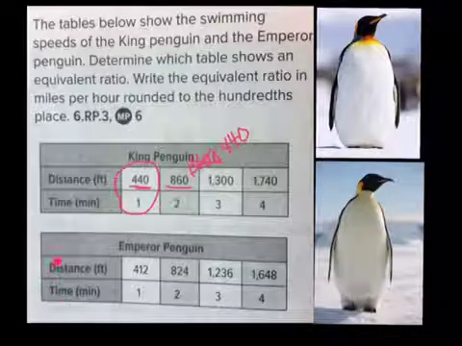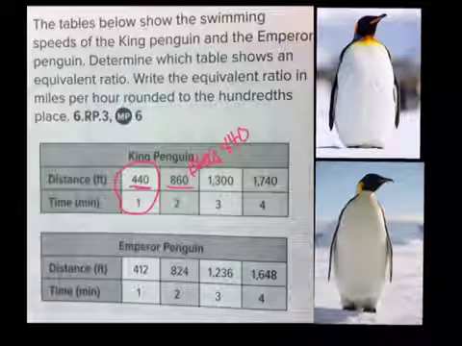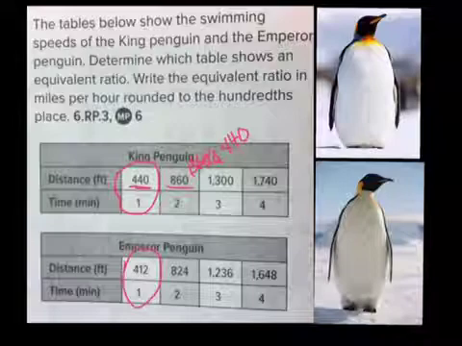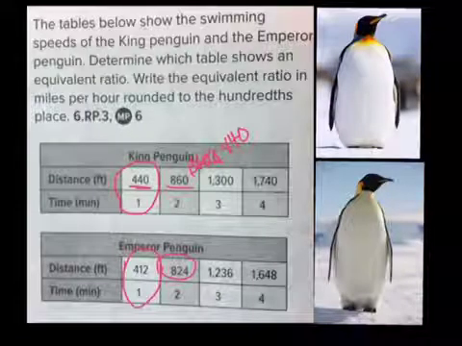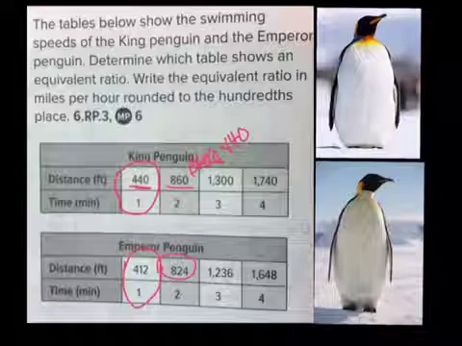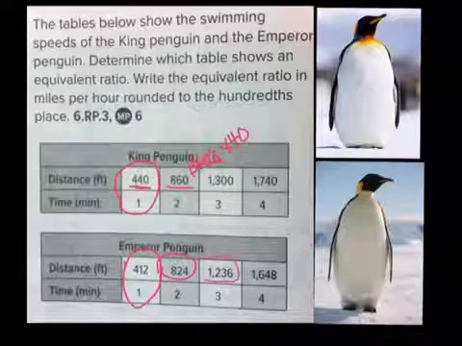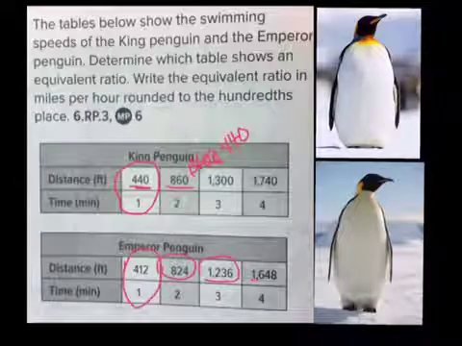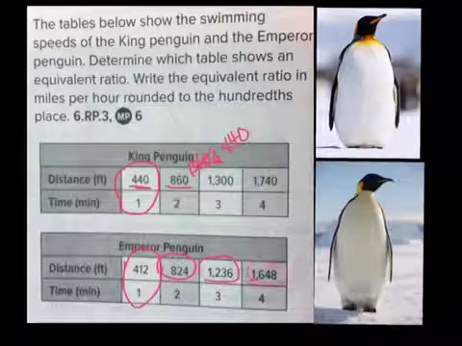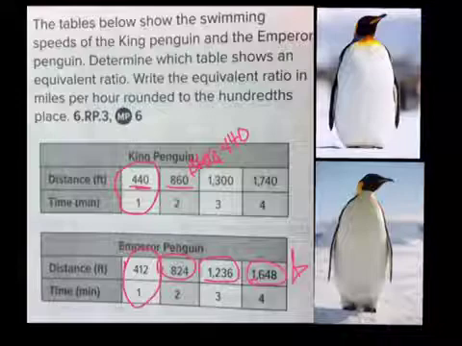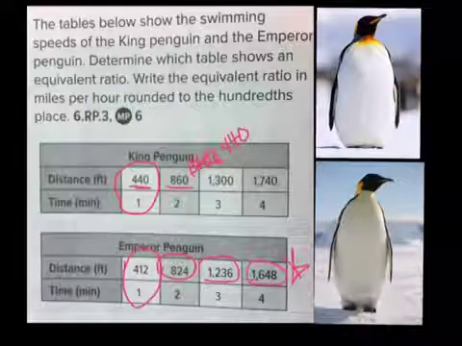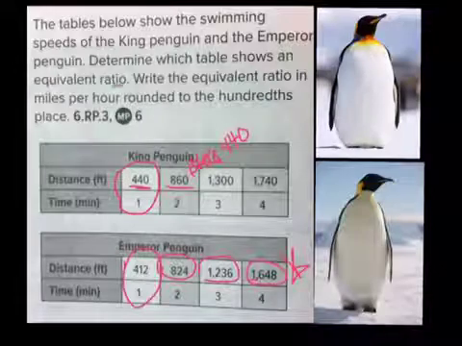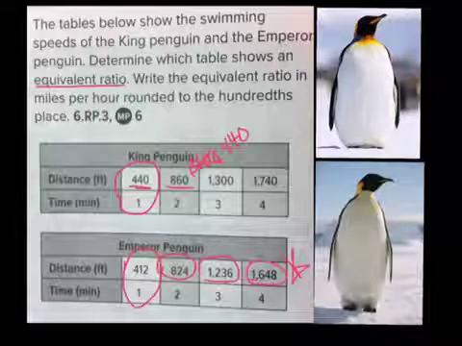Let's check. Is this an equivalent ratio? 1 is 412, right? What's 412 when you double it? It should be 824. It is 824. What happens when you add another 412? Well, it should be 1236. Yeah, 1236. You add another 412 and it is 1648. So here we go. This one is equivalent, all right? So determine which table shows an equivalent ratio. That would be your first answer, okay?